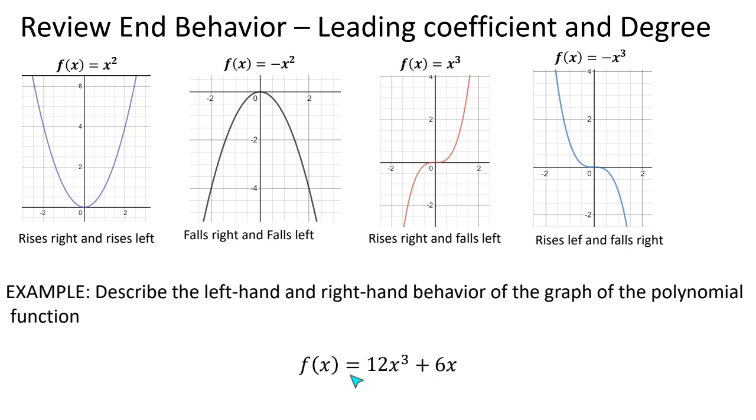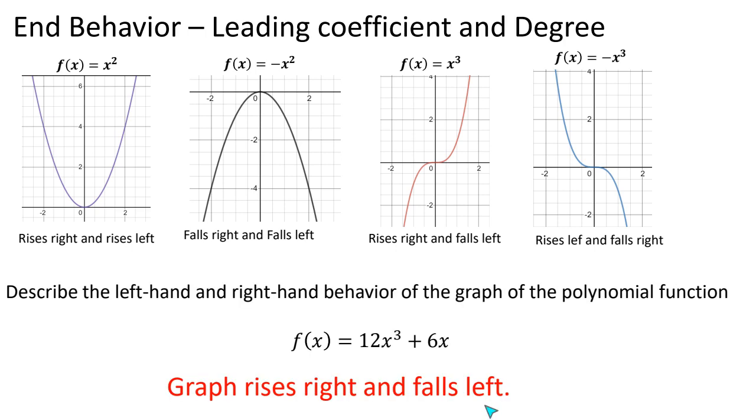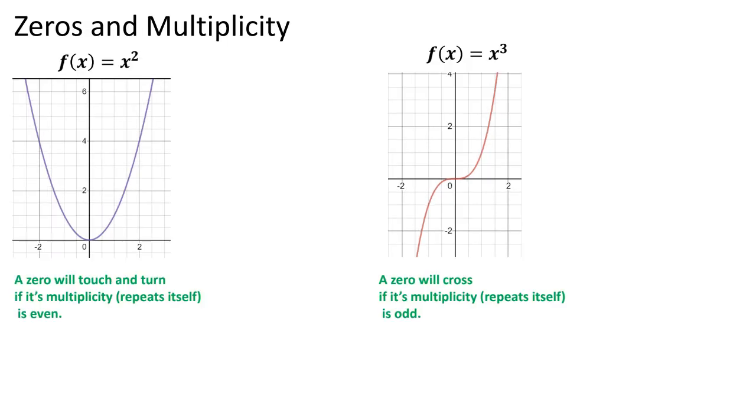So for example, if we have 12x cubed plus 6x, the degree for this is 3. So that already tells you that your behavior should be like the 3rd graph or the 4th graph. So we look at the number in front of it, it's 12, that's positive. So that means that your behavior should be like the x cubed behavior. So we would write as our answer that the graph rises to the right and falls to the left. So that's how we would use the end behavior.